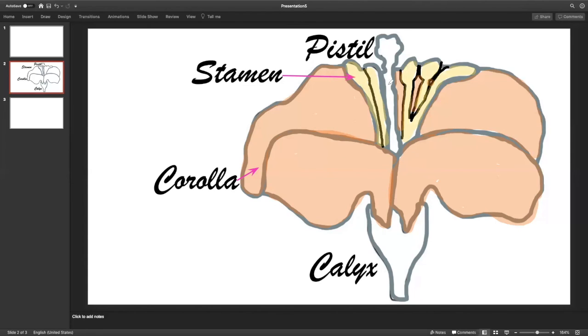In the middle, we have the pistil. Our botany puzzle at school colors it green. Let's see if we can color it green too.